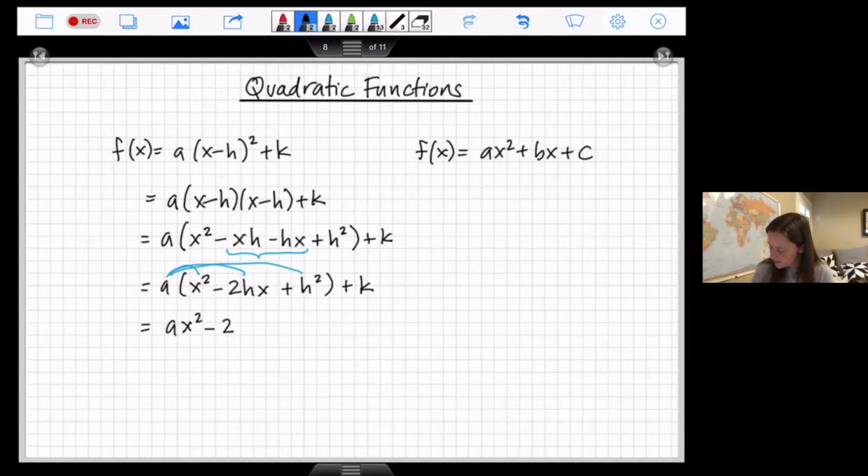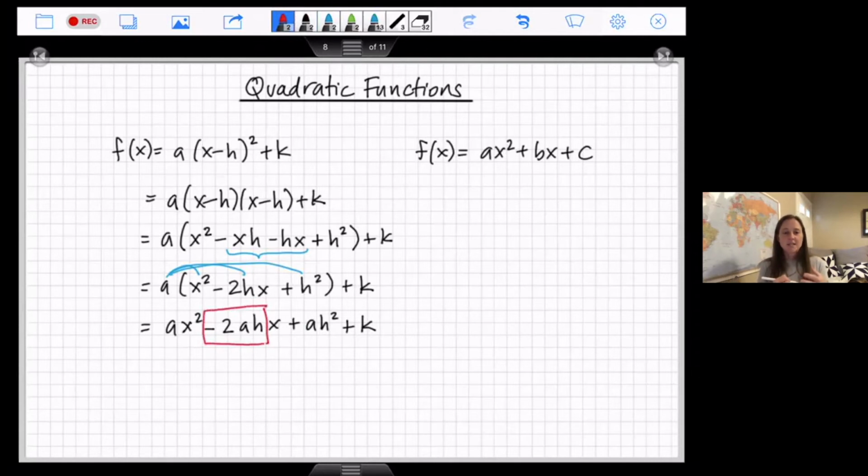So I've got 2 times a times h times x. Then I've got a h squared plus k. Right, this is actually as much simplification as you can do with this many variables laying around. What we really want to focus in on is the coefficient of the x. All right, so in the middle here, I've got minus 2ah as the coefficient of the x.